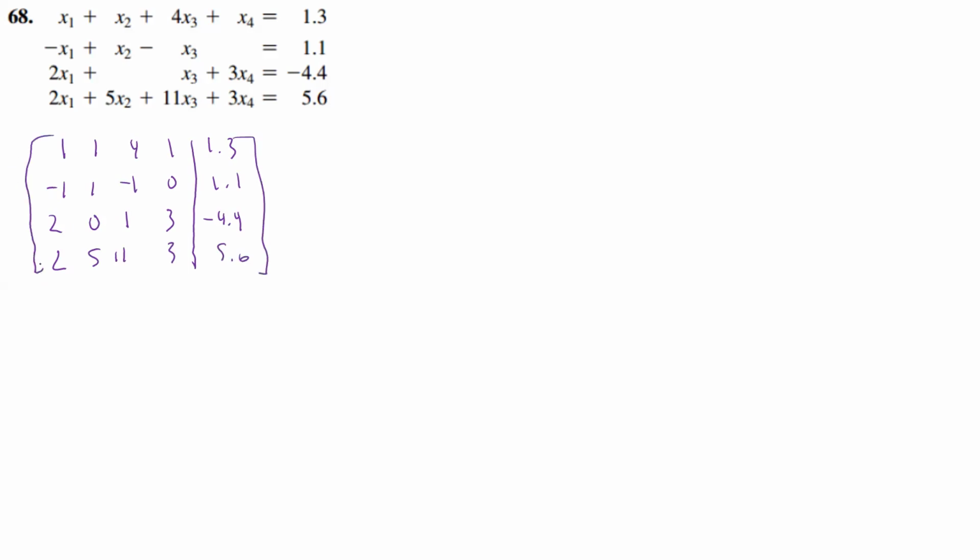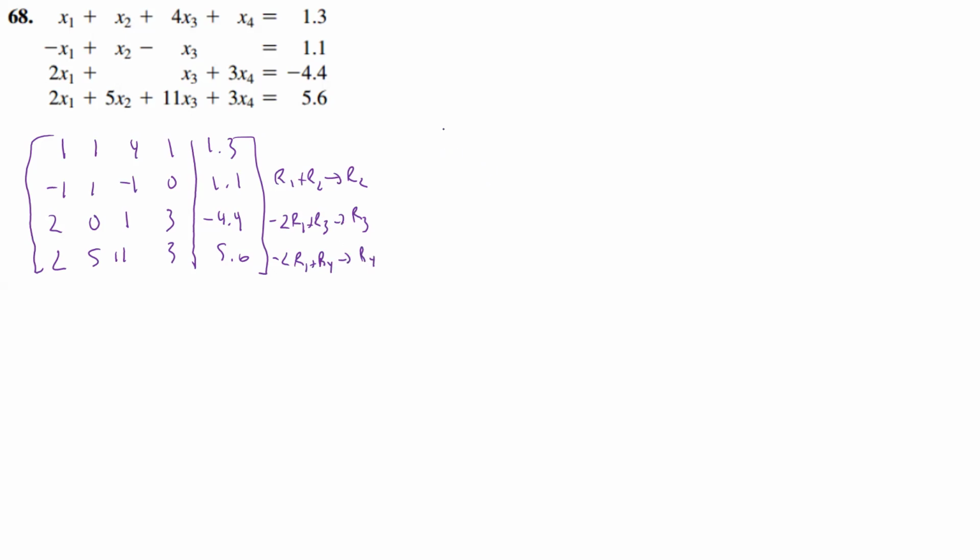Okay. So I think what I'm going to do is I'm going to take row one plus row two, and that's going to be my new row two. I'm going to make a minus two row one plus row three, and that's my new row three. And also minus two row one plus row four, and that's my new row four.